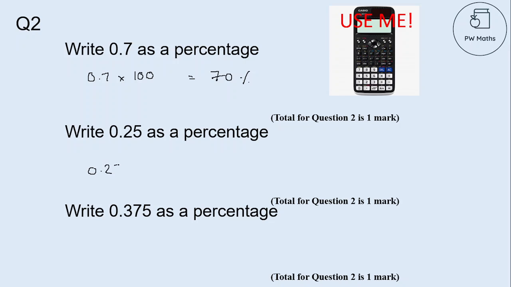0.25 as an example is going to give me 25% when I multiply by 100, and then this last one, 0.375 times by 100. You might have to push the S-D button on your calculator for this one, but it is 37.5%.